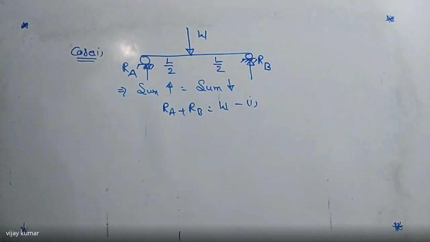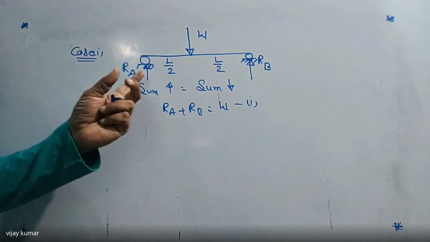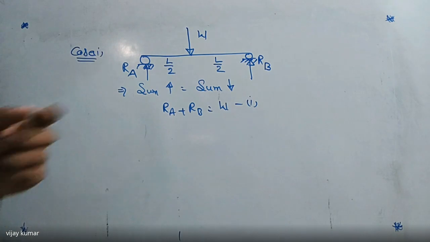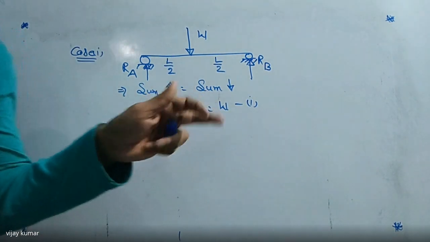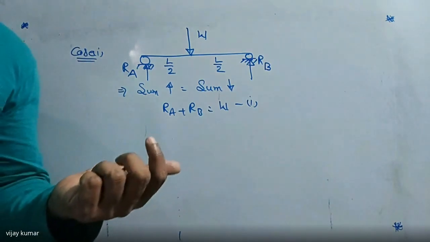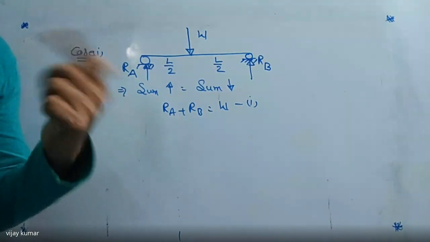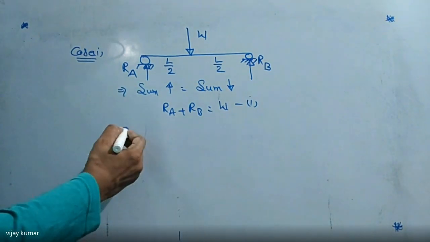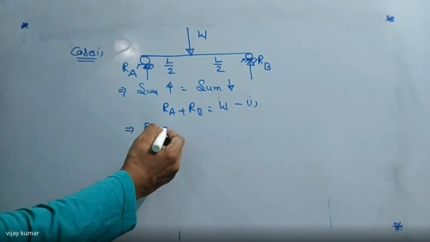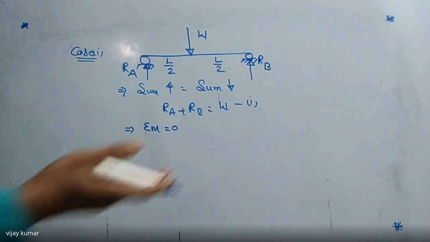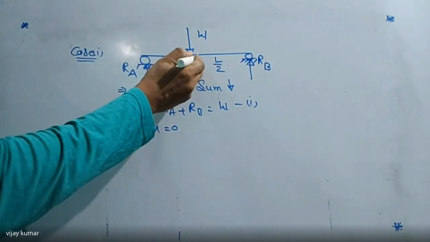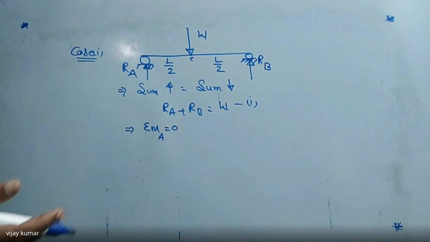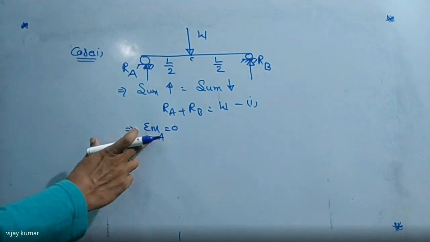Here I want to find two variables, RA and RB. If you want to find two variables, how many equations are required? Two equations are required in terms of RA and RB. So I want to write another equation in terms of RA and RB, and for that I'm going to use the second condition: moment about any point is zero. We can take moment about B, about C, or about A, anywhere. I am taking moment about A as 0.